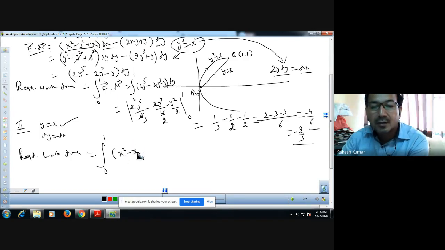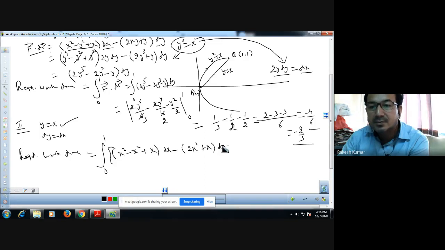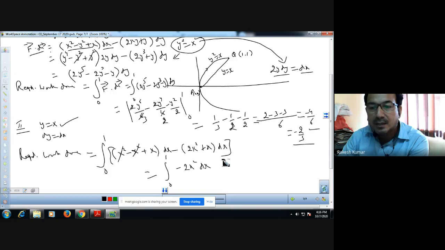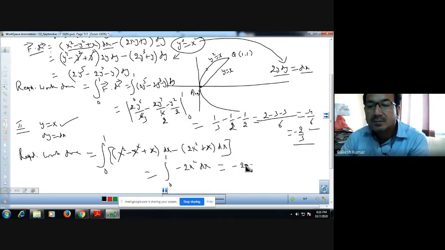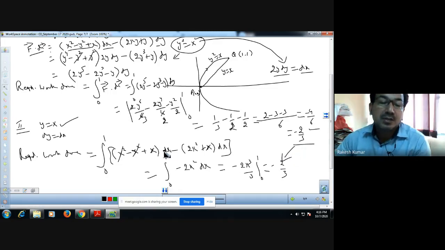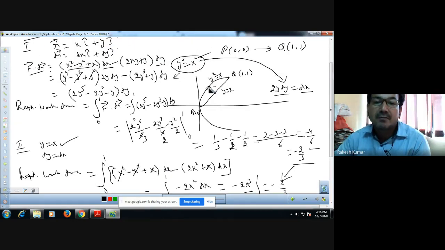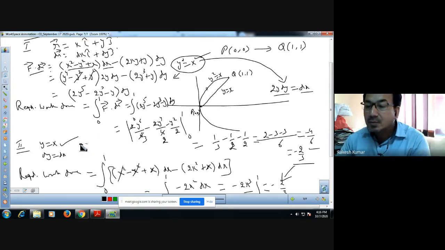So x square minus x square plus x into dx minus that will be 2x square plus x into dx. So this is cancelled and ultimately what we have is integral 0 to 1 of minus 2x square dx, because this x will also be cancelled with this and dx can be taken common. So ultimately what we have is minus 2x cubed over 3. So we are getting the same value. So it means the work done in both the cases, case number 1 when we have a parabola, case number 2 when we have a straight line, will always be the same. So this was the question.